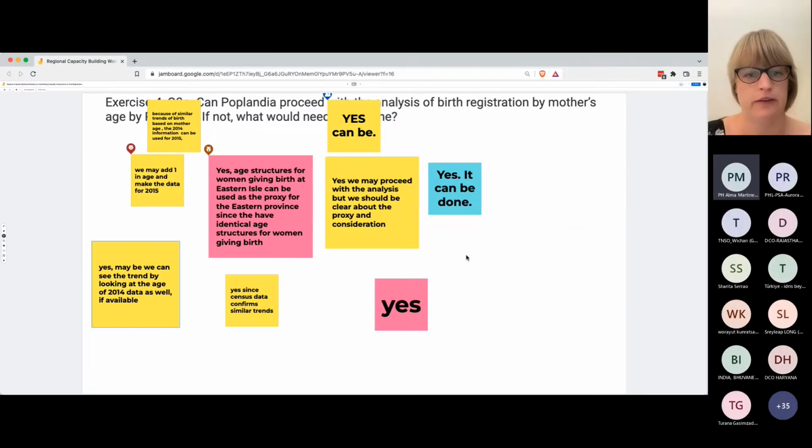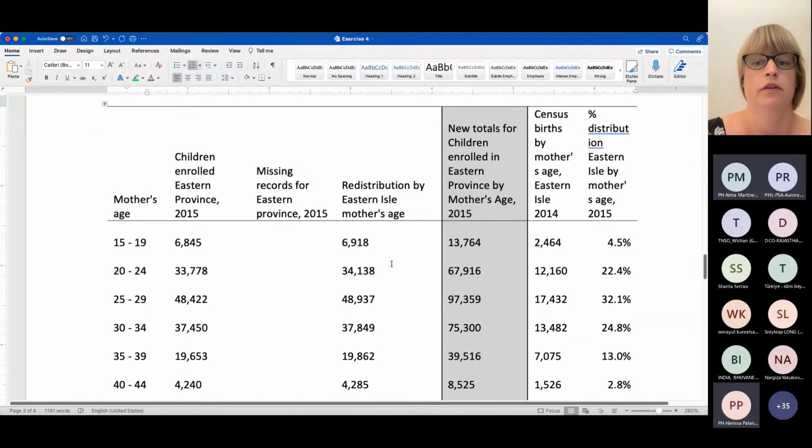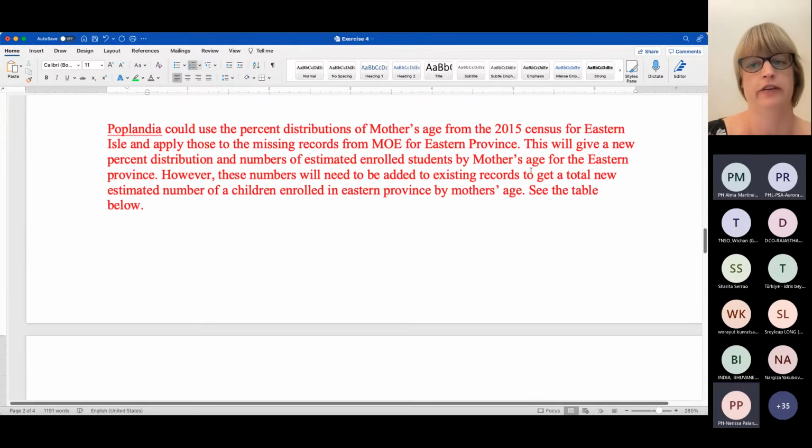Okay, so I see a lot of yeses, and a lot of you are kind of on to what we're aiming at here, which is using the existing age structure from another source. And then I realized I perhaps overcomplicated this example on some level because you already have the age structure information. But the idea was that if you have some data from another source, maybe you can apply it to the missing records, assuming you have some reason to think that they're similar. So, just here's the little summary.